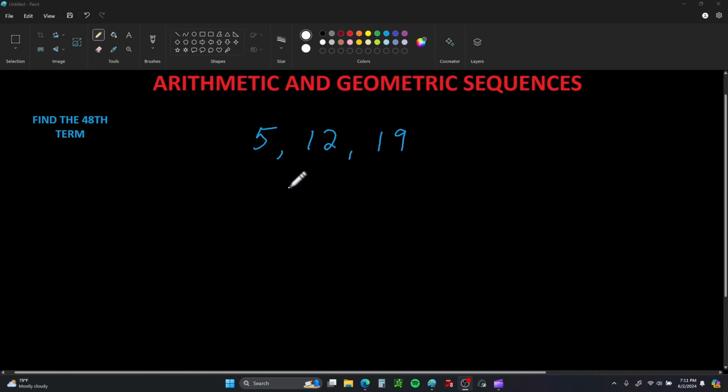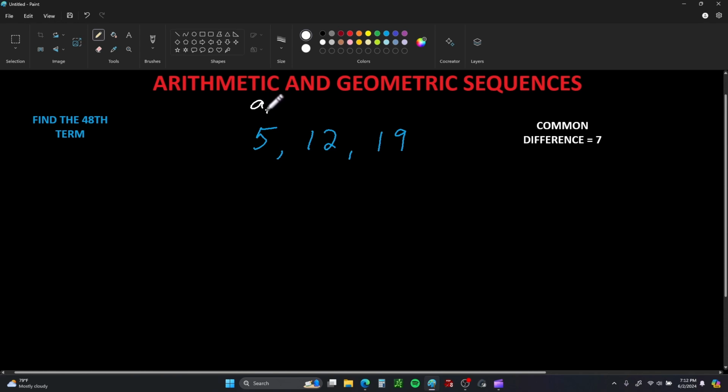Are we adding something? If I take the second term, which is a 12, and I subtract the first term, I get a 7. If I take the third term and I subtract the second term, I also get a 7. So there's a common difference between these terms. This is repeatedly adding 7, so we call that a common difference.